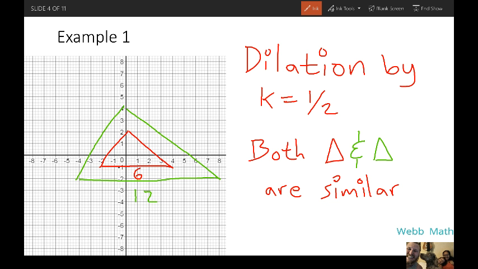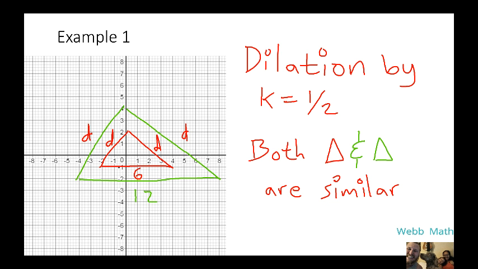If you don't believe me, double check your distances on all the other sides. And remember, they should all have the same scale factor of 1/2. Okay? And that's an example of a similar transformation for these two triangles. And in the end, both of them are similar. Okay?